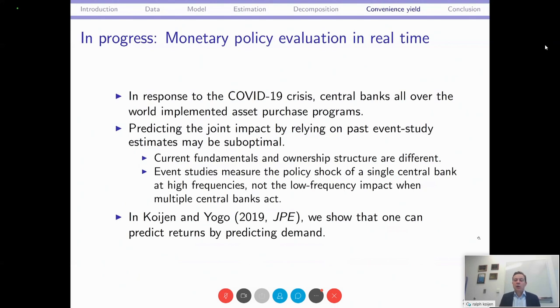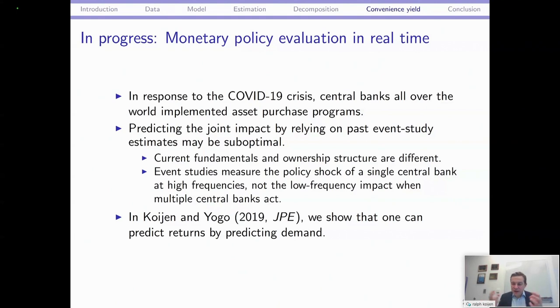Okay, so what we're currently doing is to see whether the demand system is useful in real time to evaluate monetary policy. And why do we think that this could be helpful beyond using estimates of event studies and extrapolating those? We think there's two main reasons. One is that current fundamentals and current ownership look quite different from, let's say, 2008, 2009, where some of the other estimates are coming from.